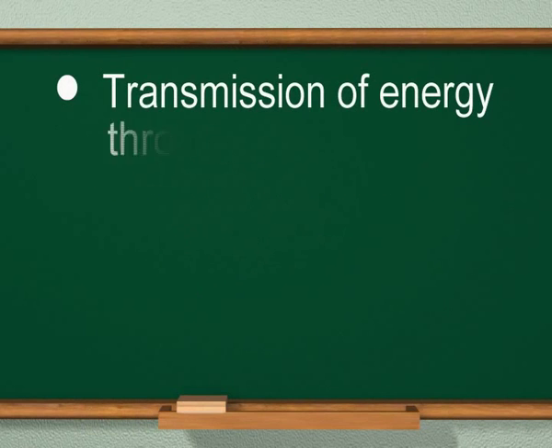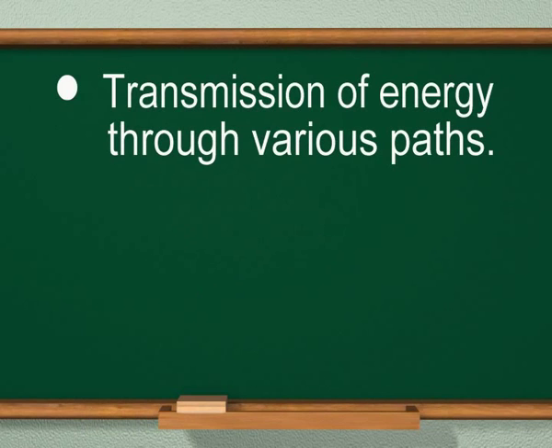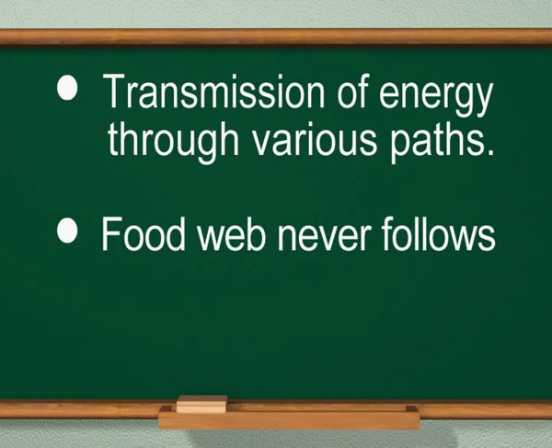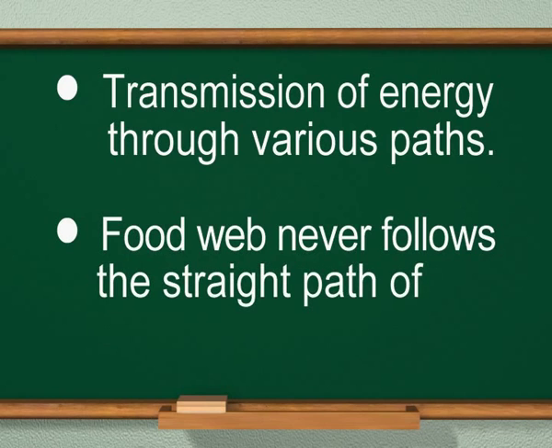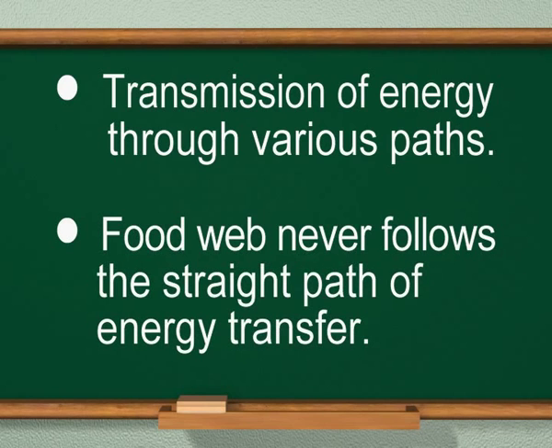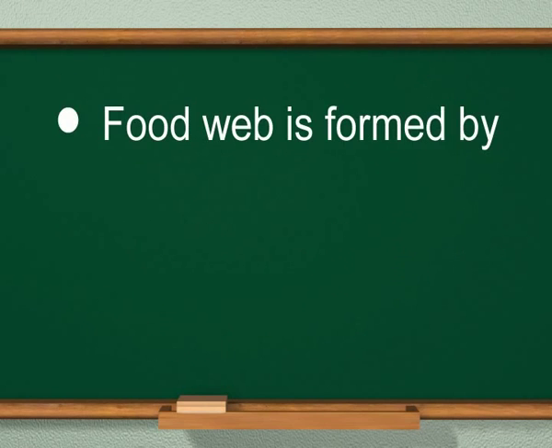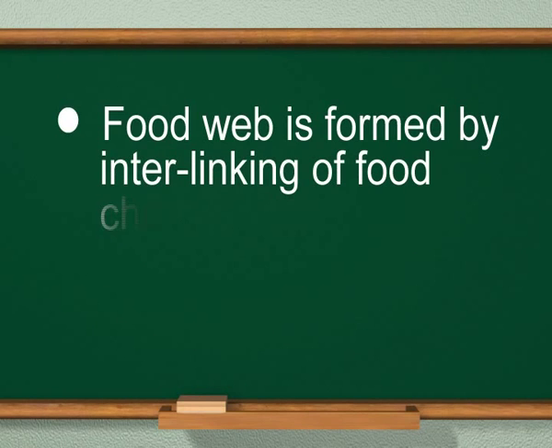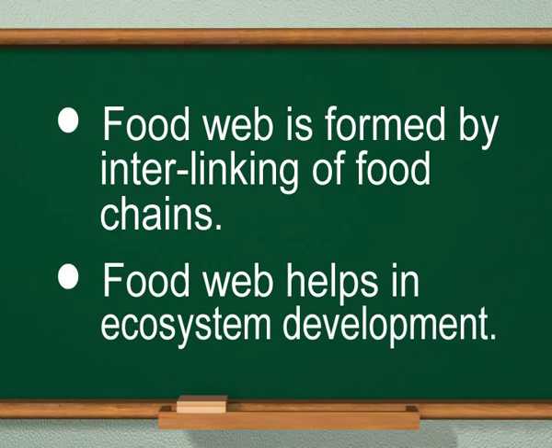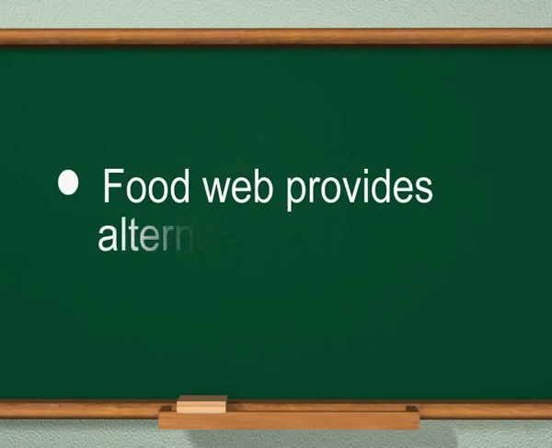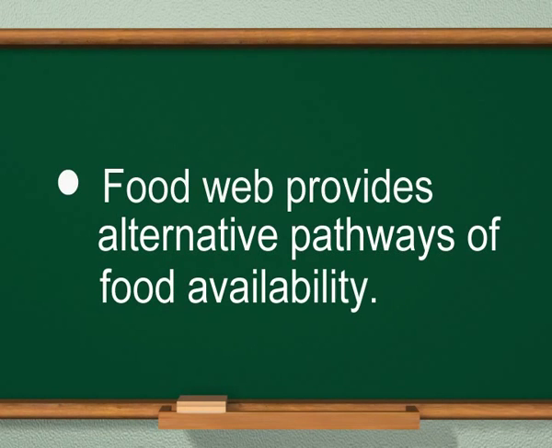Transmission of energy through various paths. Food web never follows the straight path of energy transfer. Food web is formed by interlinking of food chains. Food web helps in ecosystem development. Food web provides alternative pathways of food availability.